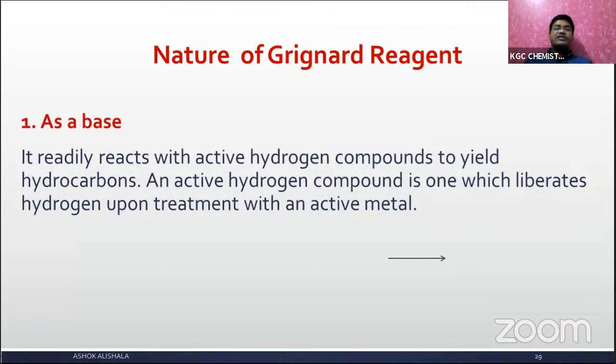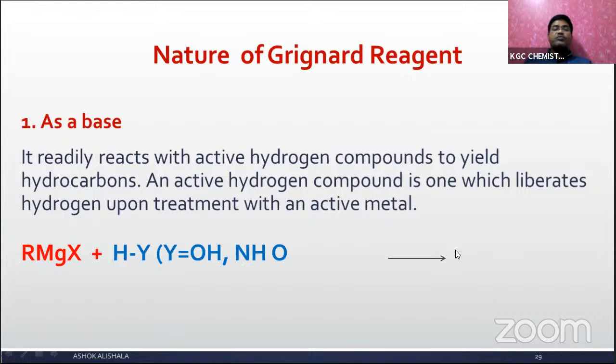As a base, it readily reacts with active hydrogen compounds to yield hydrocarbons. An active hydrogen compound is one which will liberate hydrogen upon treatment with an active metal. In this case it acts as a base. Suppose here Y is nothing but an OH group or NH group, OCH and so on.